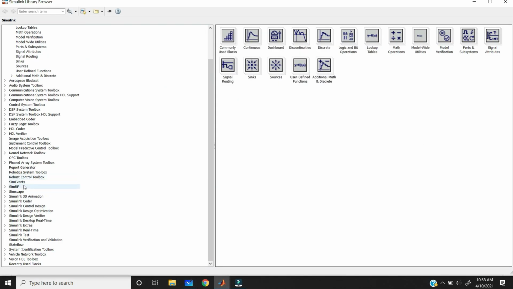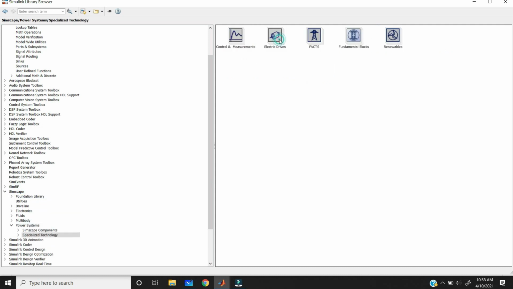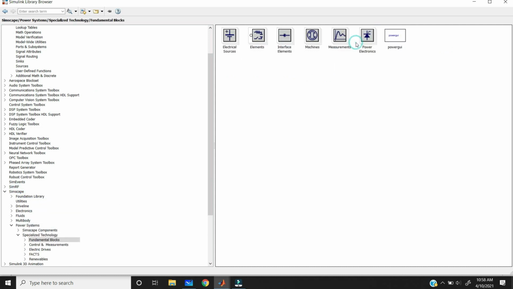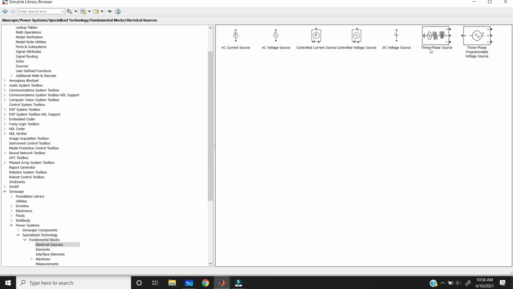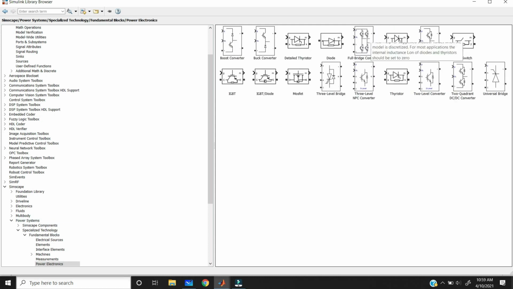In Simscape, in Power Systems, Specialized Technology and Fundamental Blocks, we can get our elements. First of all go to Electrical Sources. Here we need a DC voltage source, so take the DC voltage source. You can directly add this block to the model, or you can also use Command Control I. And what else do we need? IGBT or MOSFET. In Power Electronics we get the IGBTs or MOSFETs. Here I am taking the IGBT with diode.